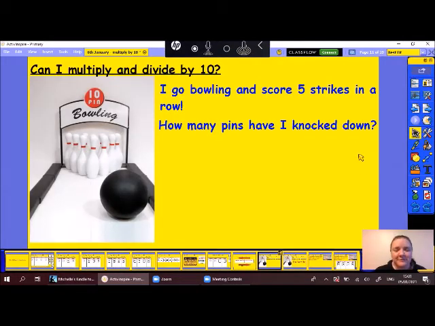So now I've got some problems for you. Let's have a look at this first one together. I go bowling and I score 5 strikes in a row. Not very likely with me, not that good at bowling. A strike is when you knock down all 10 of these pins at the same time. So if I scored 5 strikes in a row, how many pins have I knocked down? Pause the video, work out what calculation you need and what the answer is.